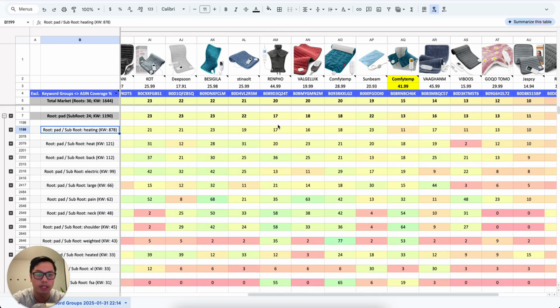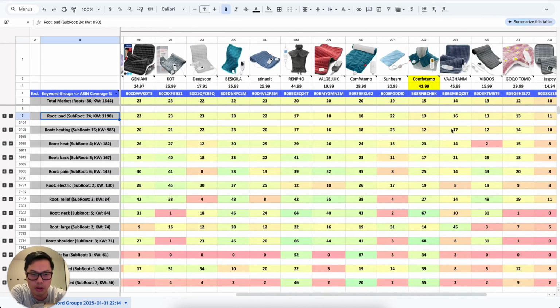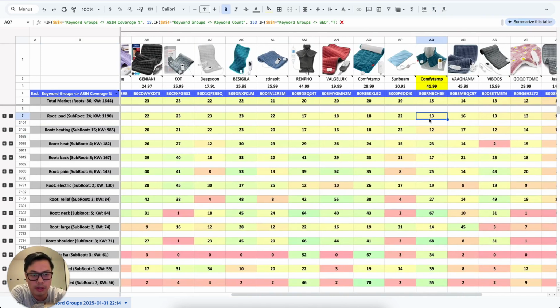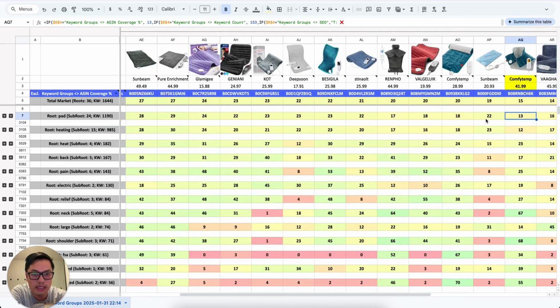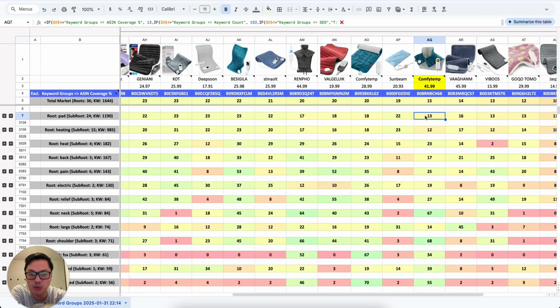I'll go through an example here. Pad right now is the largest root word. I'm currently sitting at 13%. I can see that there are many other competitors that are well above me. So the question I'm asking is why? Is there something I'm missing in my SEO or my PPC, that I'm not getting enough coverage here? So I can dig a little bit deeper.